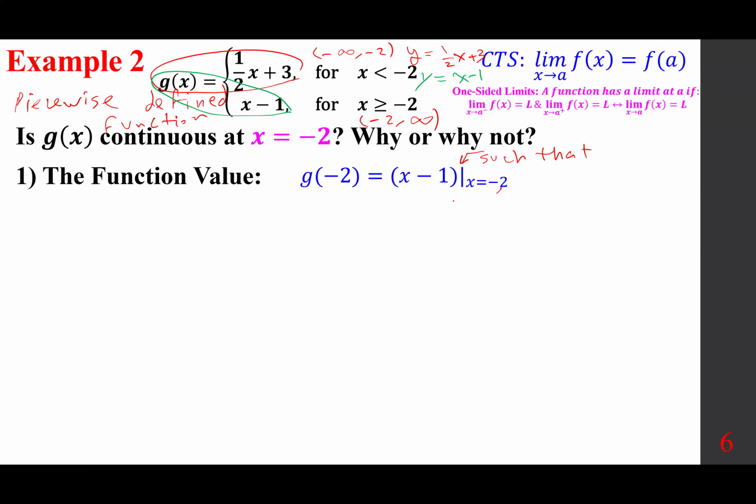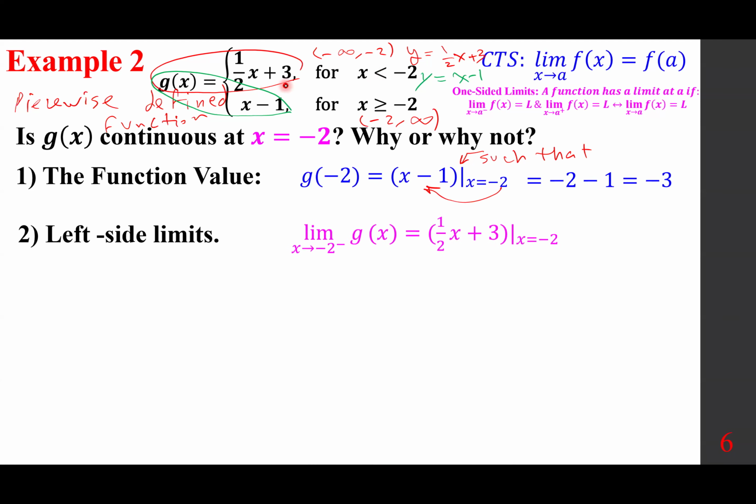So you plug in, and you end up with -3. Now you look at the limit, so you look at the left and right. So we start with one side, for example, the left. And to do so, you go with the less than and you pick the top piece.